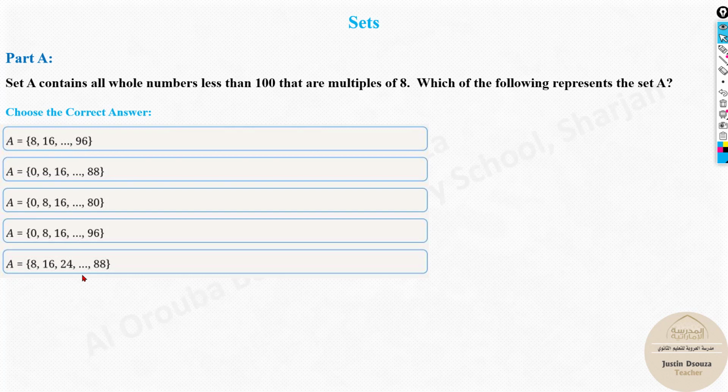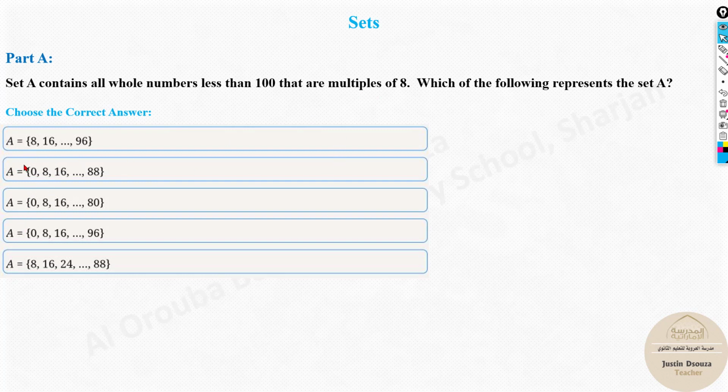Now we need to choose the correct answer. You can see plenty of answers over here. Let's see the first one. They have told multiples of 8. This is correct: 8, 16 and so on until 96. Yes. But look at the other options over here. They have included 0.